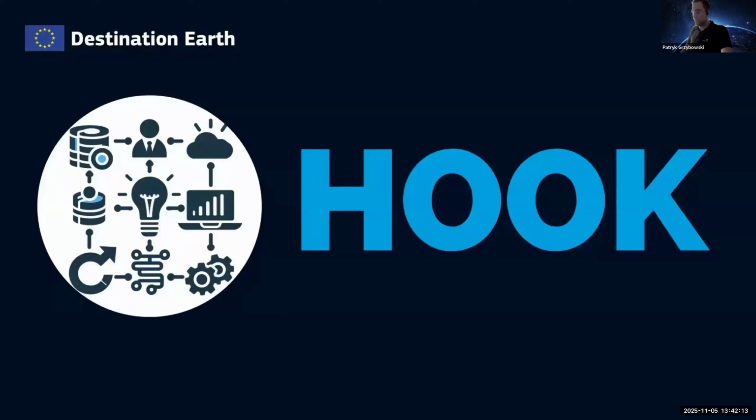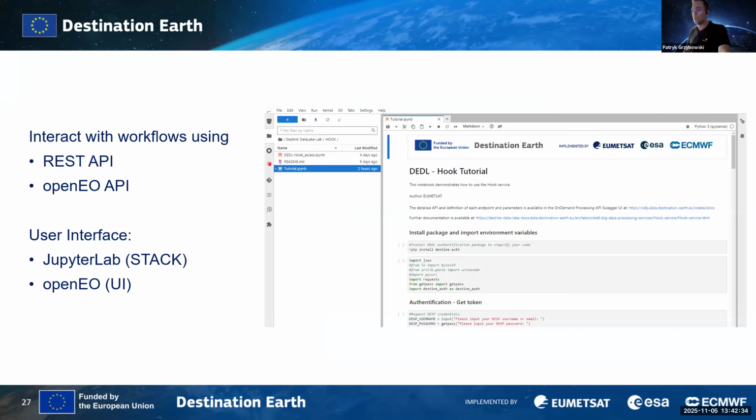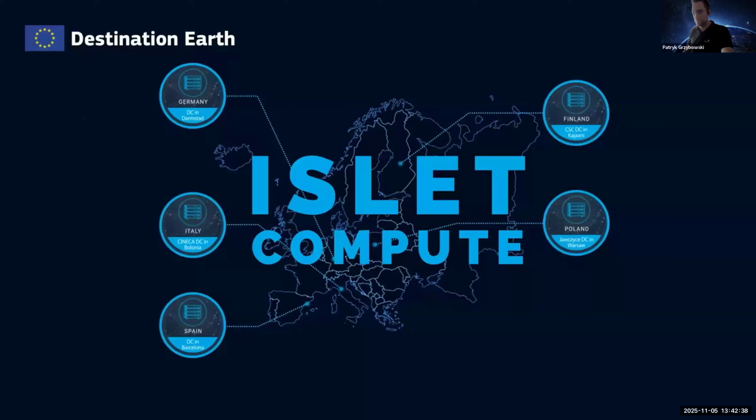The second service, which is Hook, is a functional service. It was mentioned by Oben as well. It is about predefined processors which are provided within the data lake, for example data harvesting or calculating coherence, backscattering, and so on. It's available through REST API and OpenEO API.